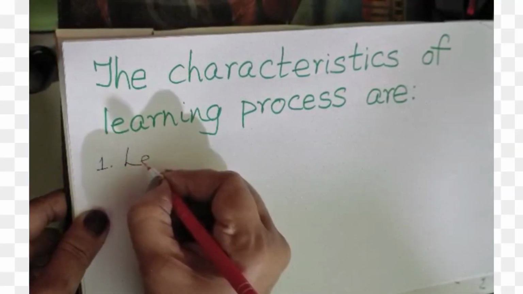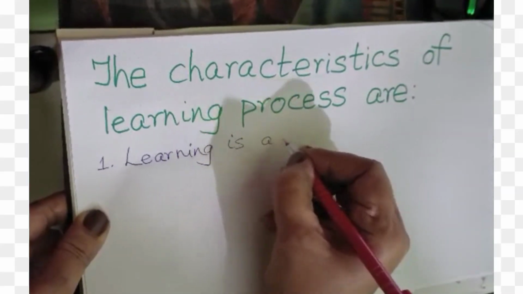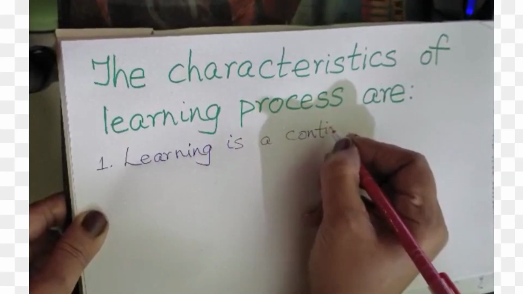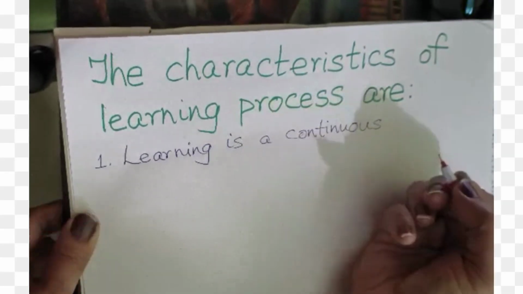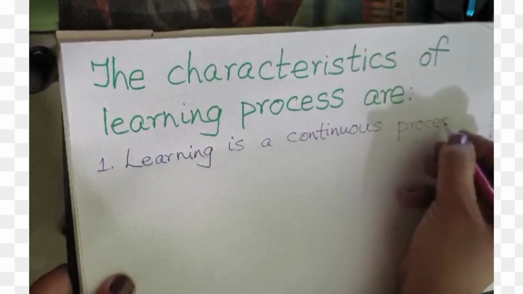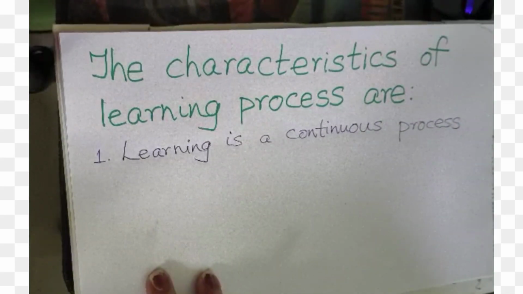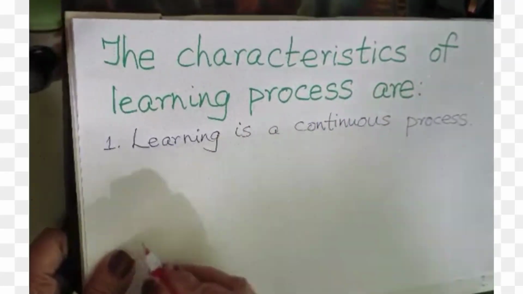Number 1, learning is a continuous process. From childhood, every human being tries to change his or her behavior, thinking, attitude, interest, etc. continuously to fit himself or herself to the ever changing conditions of life.